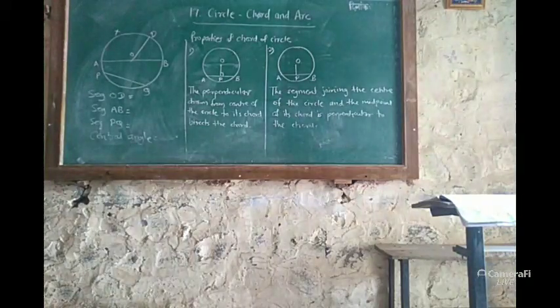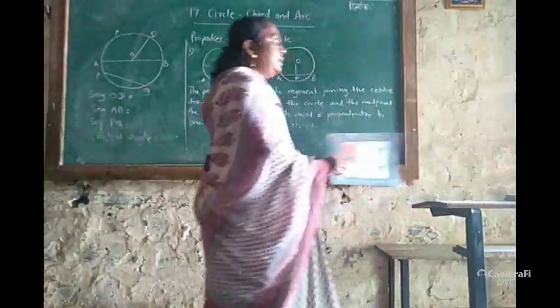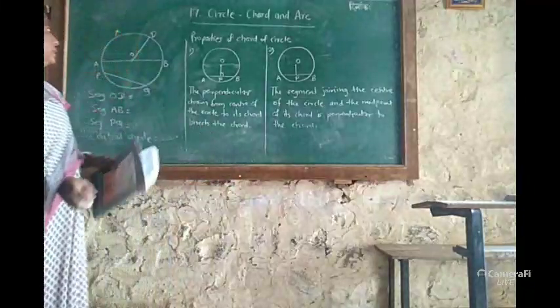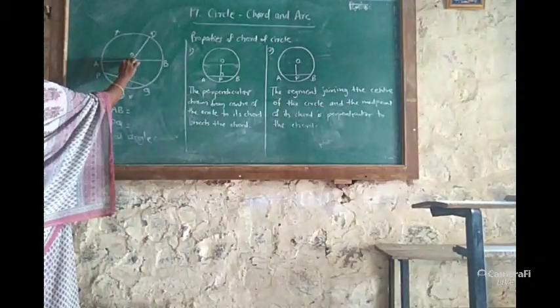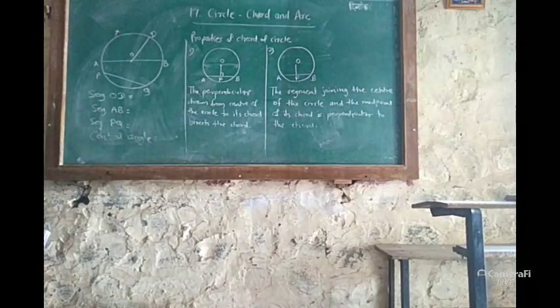Today we will start our 17th, that is the last chapter from 8th standard syllabus, that is the circle, chord and arc. You know what is the circle, and we have to revise some points from circle before starting the chapter. Here I have drawn a diagram of circle and there are some points drawn on the inside and on the circumference of the circle.